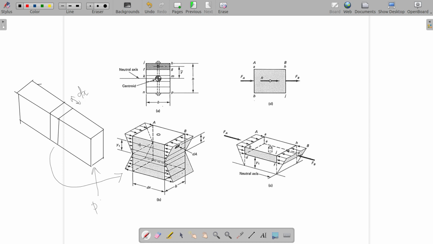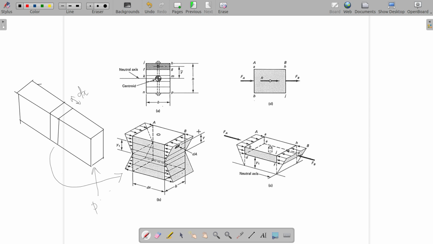So dx is this small cut part, and we know that there are bending stresses in the beam, about which we already have a fair idea. So these are the bending stresses, and you have compressive stresses at the upper part of the beam and tensile stresses at the lower part of the beam, and at the neutral axis you have zero bending stress. These are all things you already know.